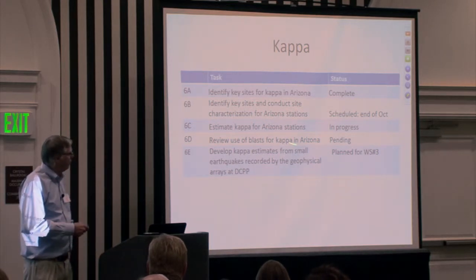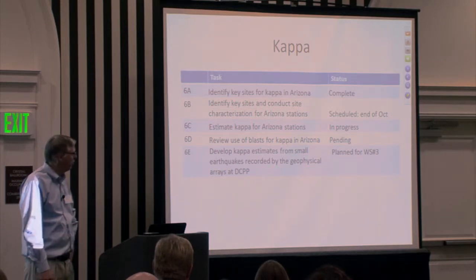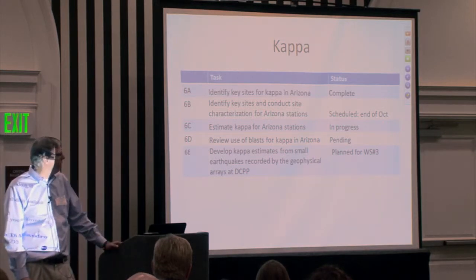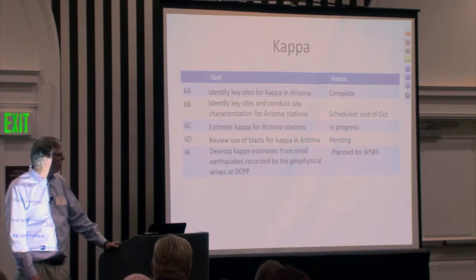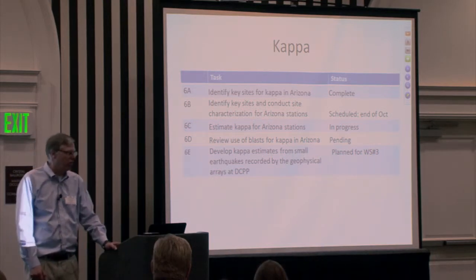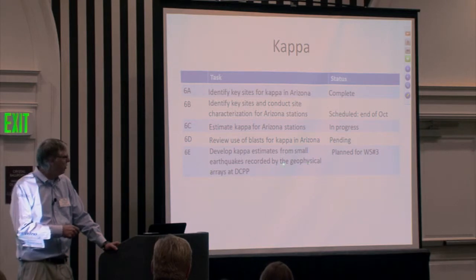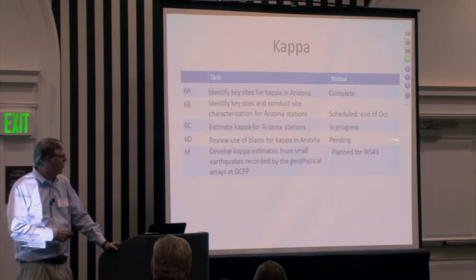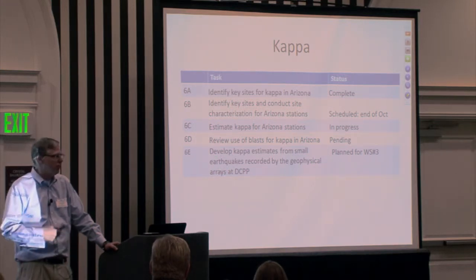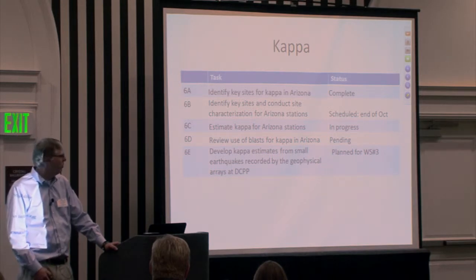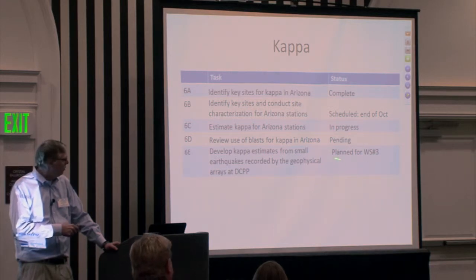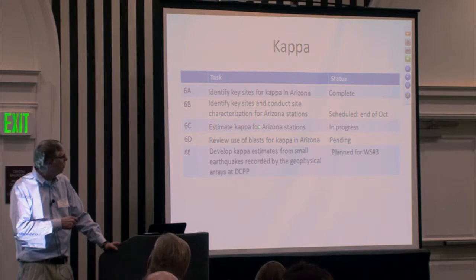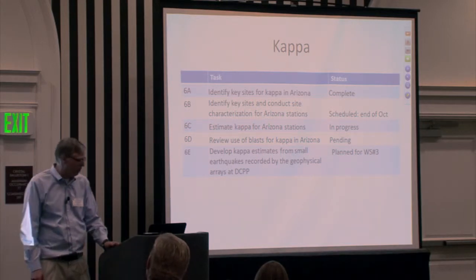Kappa estimates then for Diablo Canyon. One of the issues we're looking at there was trying to measure Kappa from the small earthquakes recorded by the geophysical arrays. So there was a presentation last time of a suite of little earthquakes, magnitude 0.5 to 1, that happened to occur at the same time the onshore geophysical program was going on. And so we have a large data set of these little earthquakes, but it's a different frequency band and a whole other issue in terms of how do you get Kappa from that kind of information. And that is put off while we're dealing with Kappa in Arizona, but it will be discussed in workshop 3.